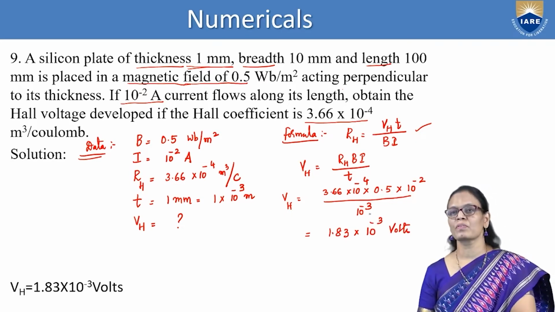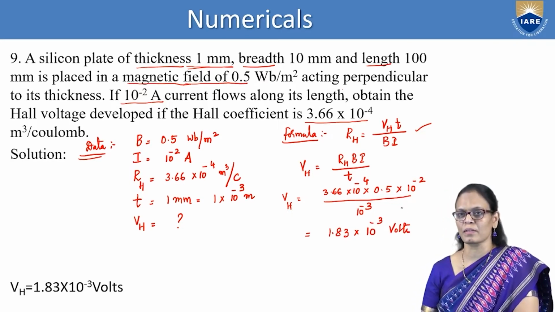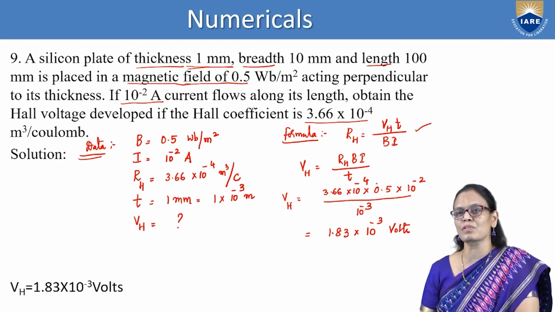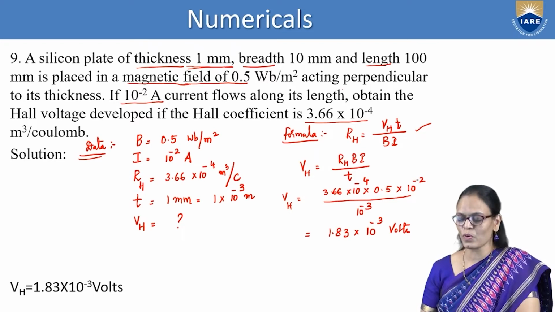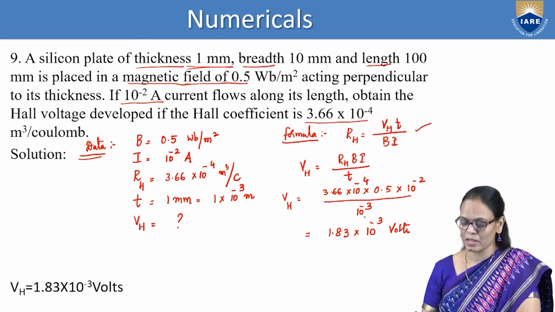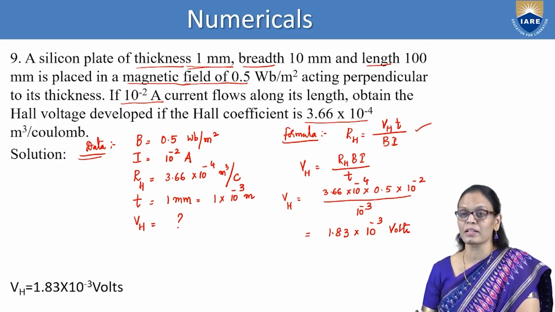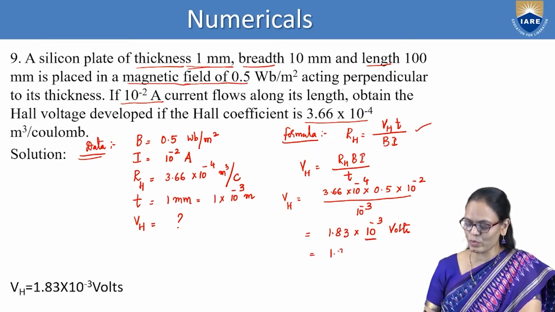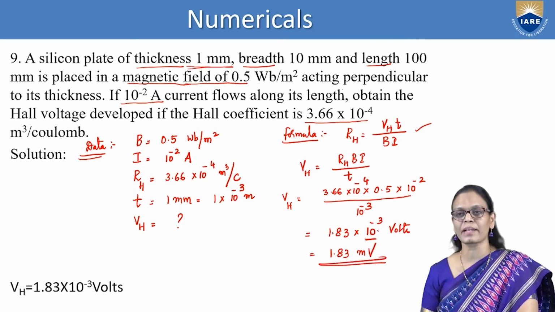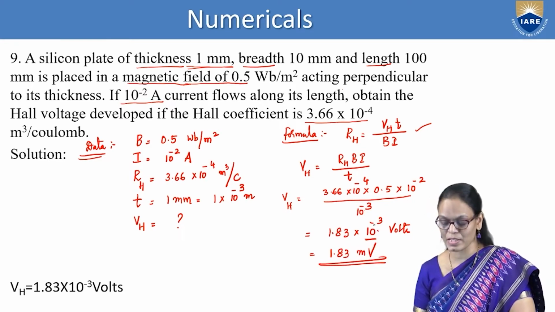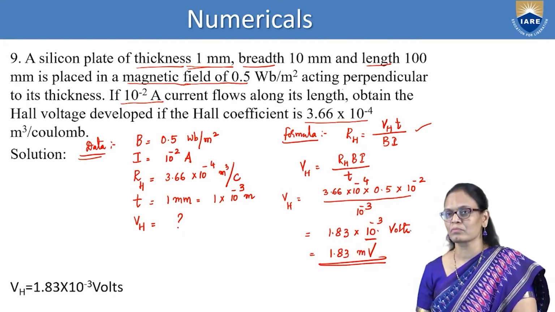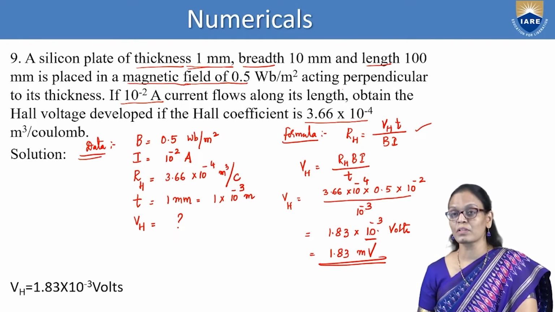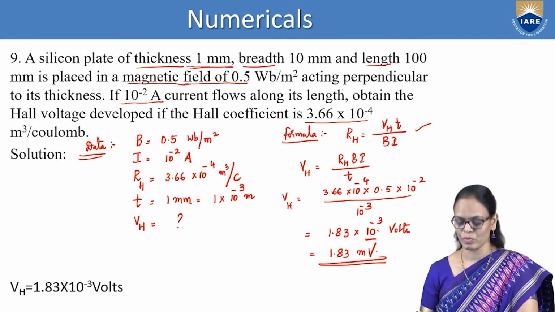So when you substitute and simplify using your calculator, you will get 3.66 into 0.5. When this minus 3 goes to the numerator, it will be plus 3. Minus 4 and minus 2 is minus 6, and plus 3 you get minus 3, 10 power minus 3. So 10 power minus 3 we can also write as millivolt. The answer can also be written as millivolts because it is 10 power minus 3. 1 volt is equal to 10 power 3 millivolts.